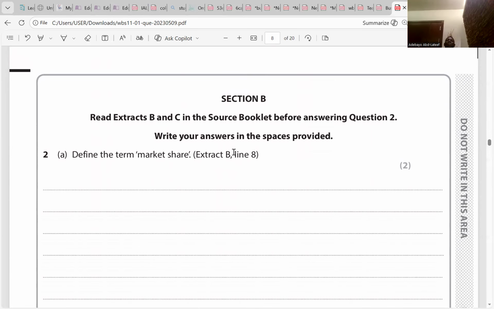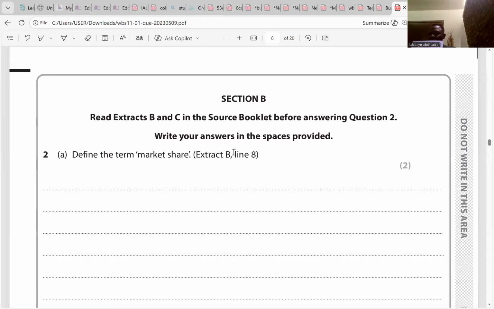For question 2, they said define the term market share. Market share is simply the percentage of your brand sale over the market sale multiplied by 100. The total of your brand sale in the total market. So what does ABC business sales compared to other competitors? That is brand sale. So the formula for market share is total brand sale divided by total market sale multiplied by 100.